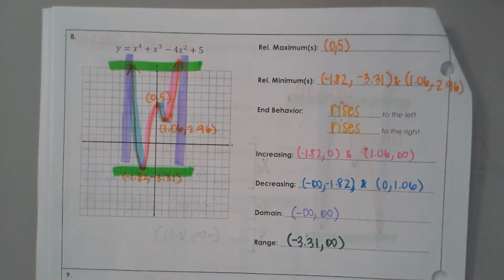So you should see the graph. It rises left, rises right. Increasing, there's two intervals, from negative 1.82 to 0 and from 1.06 to infinity. And it decreases from negative infinity to negative 1.82 and also from 0 to 1.06. Domain is all real numbers, negative infinity to infinity. And range, we hadn't had this one yet, but the bottom is where we start. We started on a point, so we started at negative 3.31 and ended at infinity for the range.